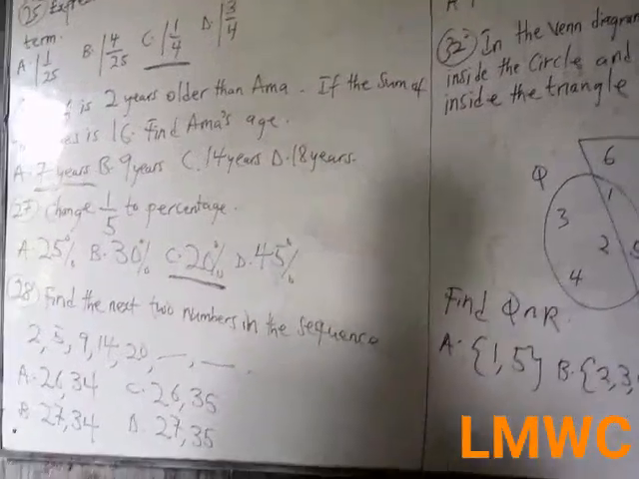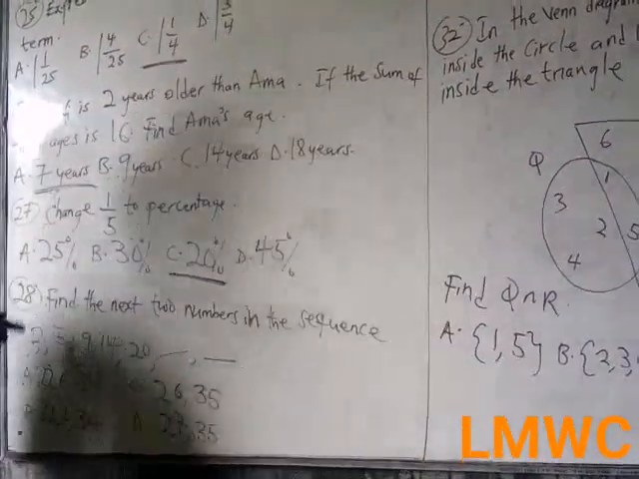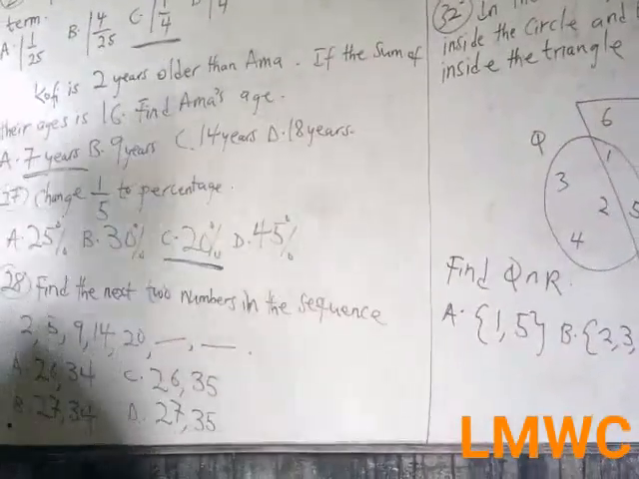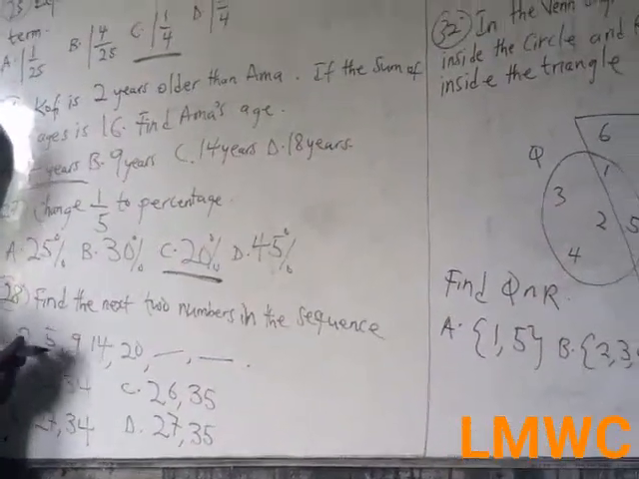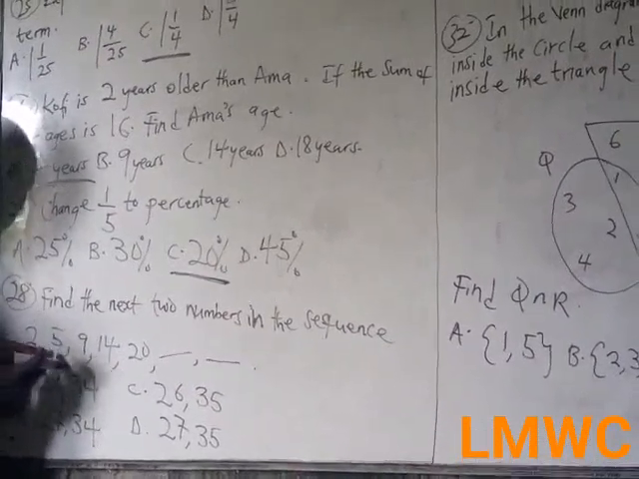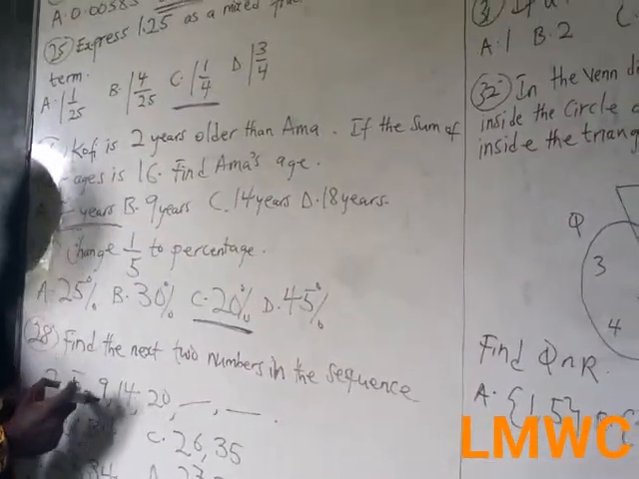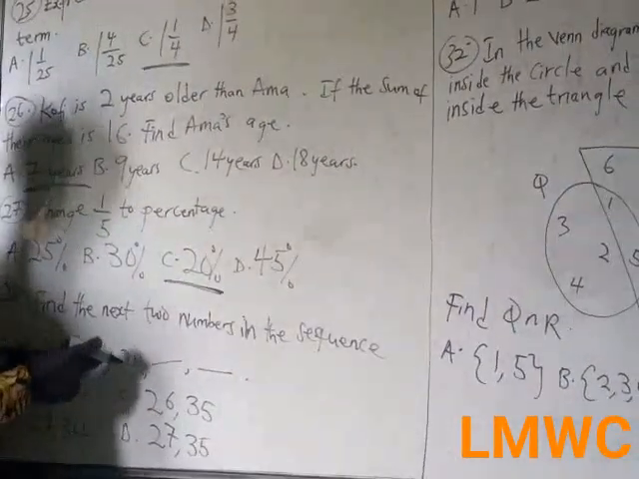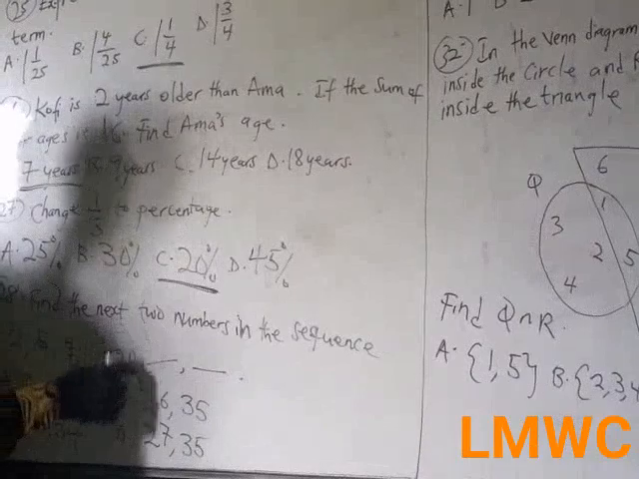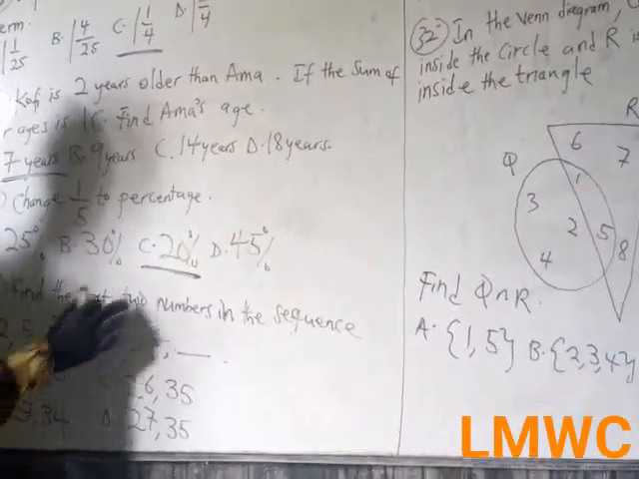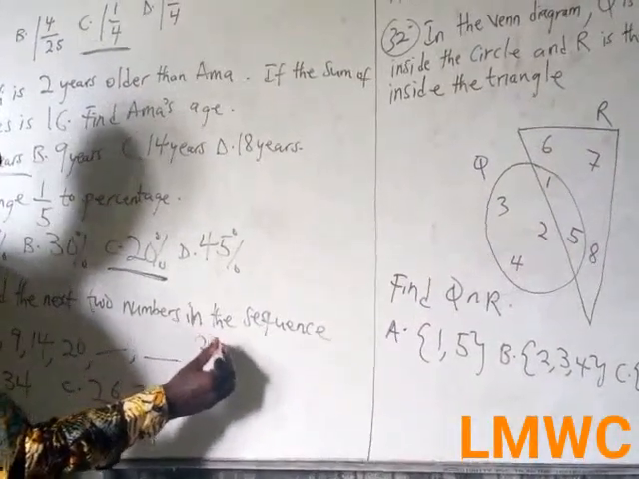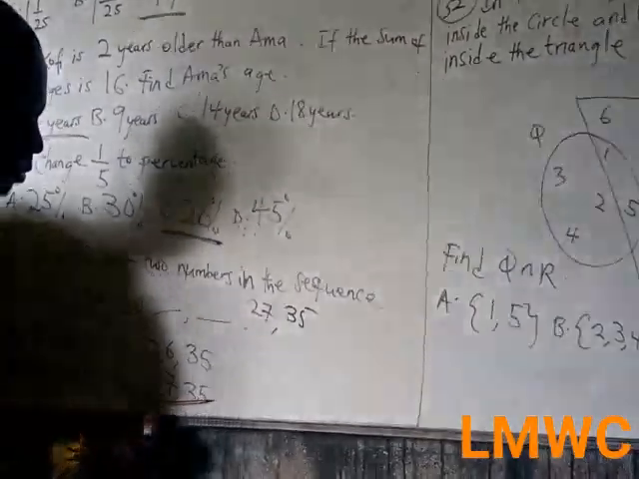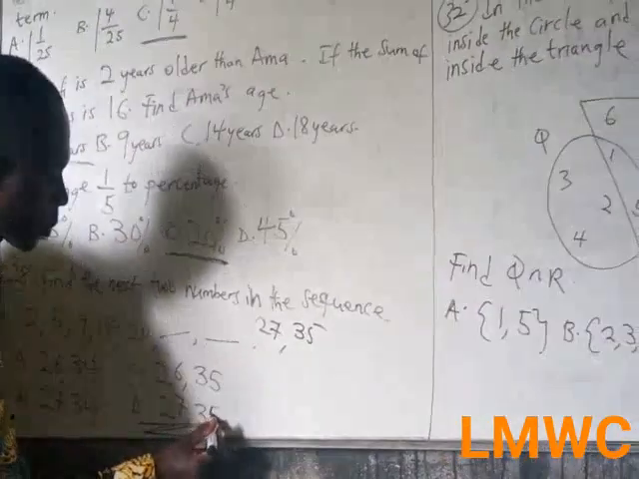Find the next two numbers in the sequence 2, 5, 9, 14, 20. So this is sequence and series. You see we added 3 to this for us to get 5. So 2 plus 3 is 5. 4 was added to 5 to get 9. So we added 5 to 9 to get 14. And 14 plus 6 is 20. This means 20 you add 7 to it, you get 27. And 27 you add 8 to it, you get 35. So our answer is D. So it's just a pattern.